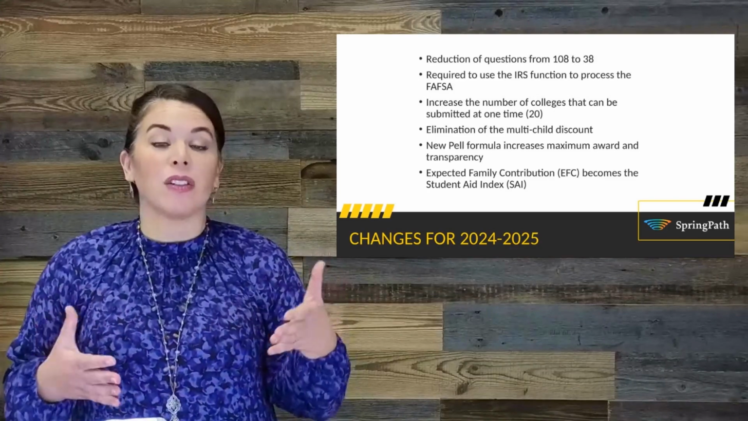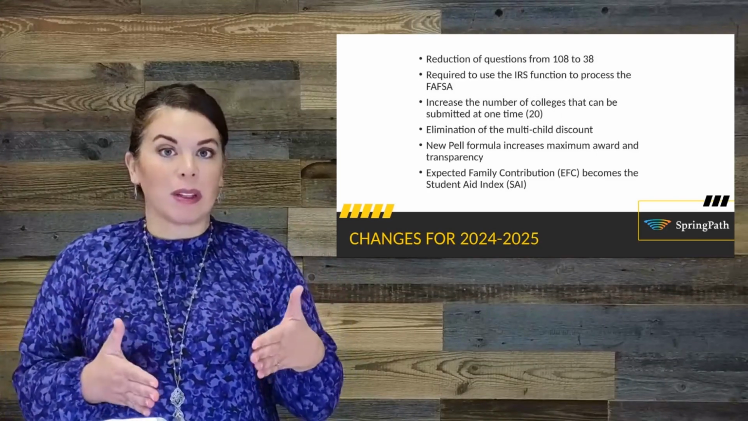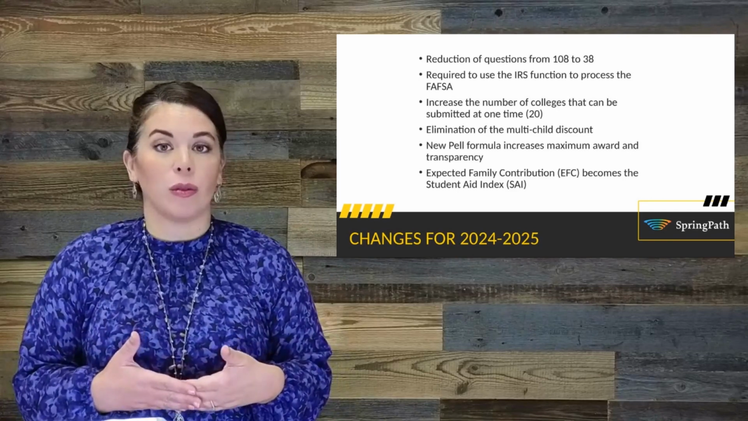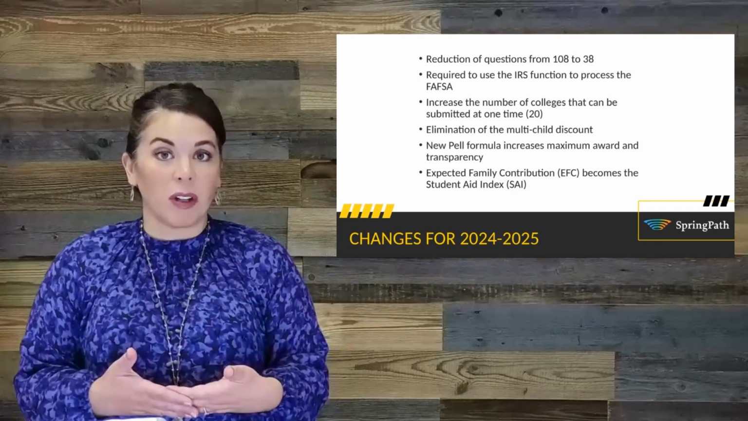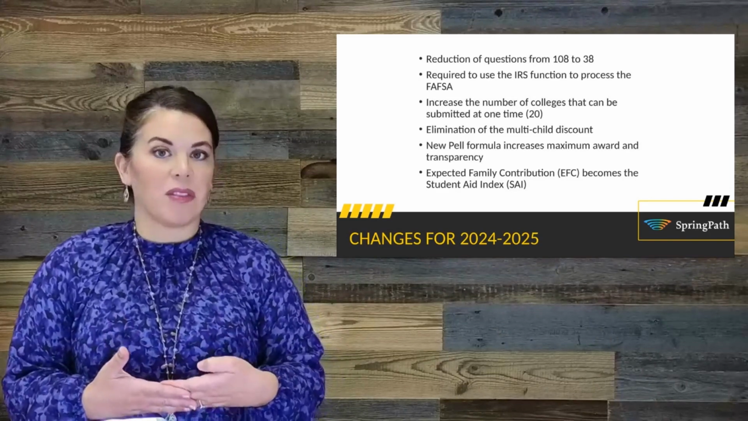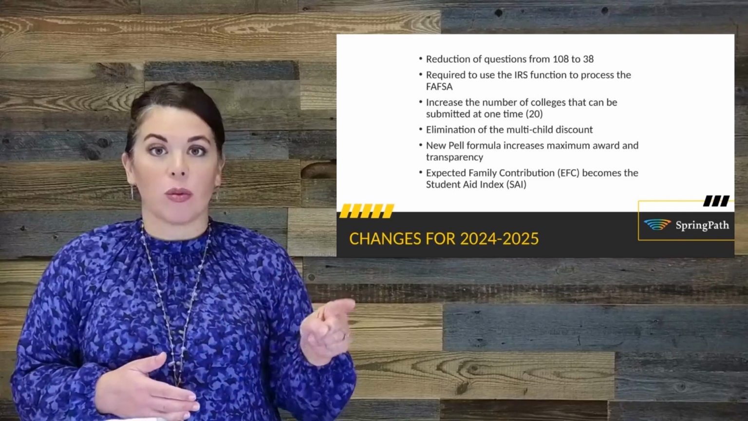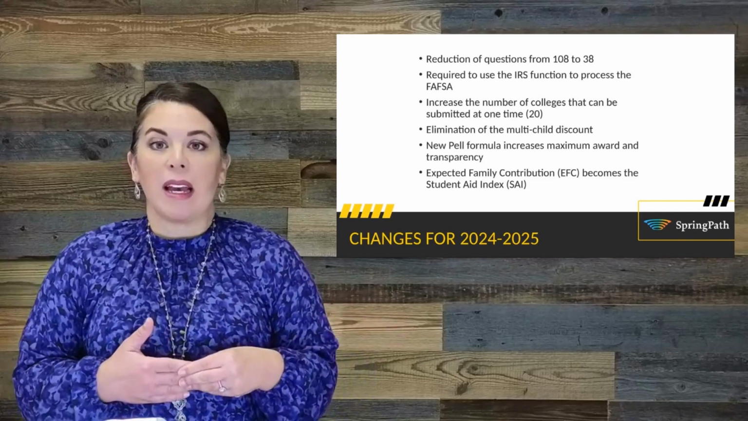And actually, I'm going to stop myself in the middle of these bullet points here to talk about the date. So traditionally, and typically, at least for the last, I think, 7 years, the FAFSA became available to start filling out on October 1st. This year is different. The FAFSA won't be available until December of 2023. So for the 24-25 FAFSA.